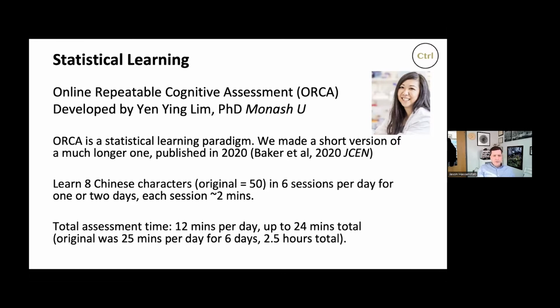Essentially, people see the character, they see an English word, and they just have to answer the question, does it match or not? The original task worked brilliantly, and we've published a couple of papers on this now. Over time, people start to learn those associations despite being given no feedback. But the original task was 25 minutes a day for 6 days. So it took about 2.5 hours total.